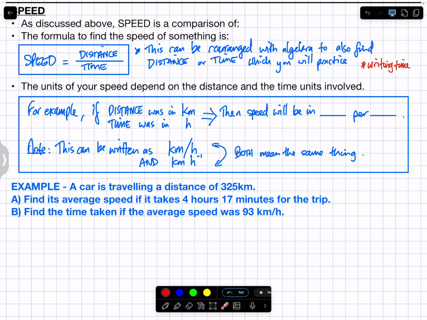Okay, you have a formula, but there's some tricks to it. The units of speed depend on the distance and the time units that you're using. For example, if the distance I had was in kilometers and the time was in hours, what's my speed going to be in? Kilometers per hour. That's it.